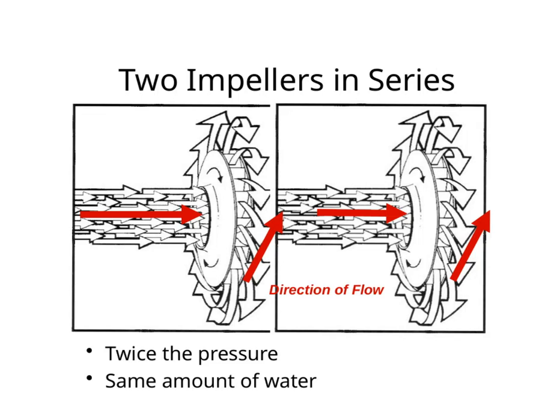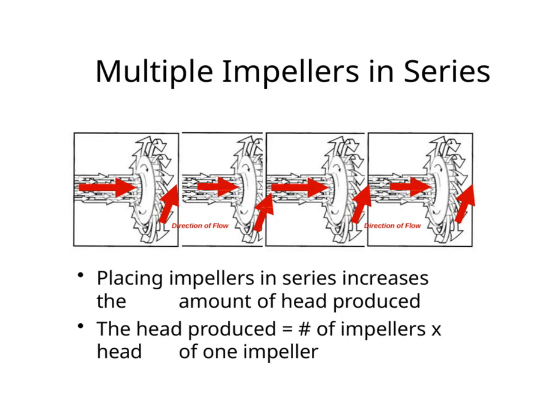Let's talk about how direction of flow changes when we double the pressure, but keep the water volume the same. The key here is using two impellers in series. By stacking them this way, we boost the pressure without increasing the flow rate. It's like giving the water an extra push, twice the force, while maintaining the same steady stream. This setup is crucial when higher pressure is needed without changing the amount of water moving through the system.